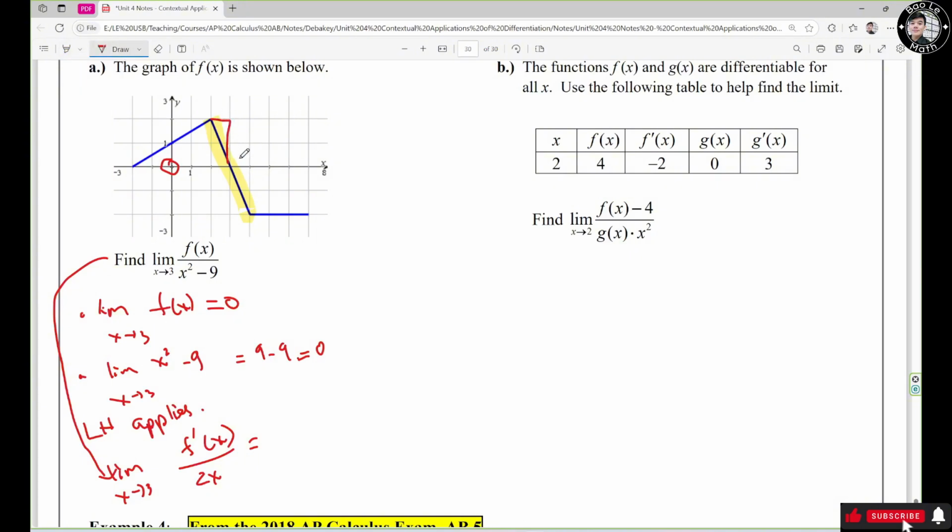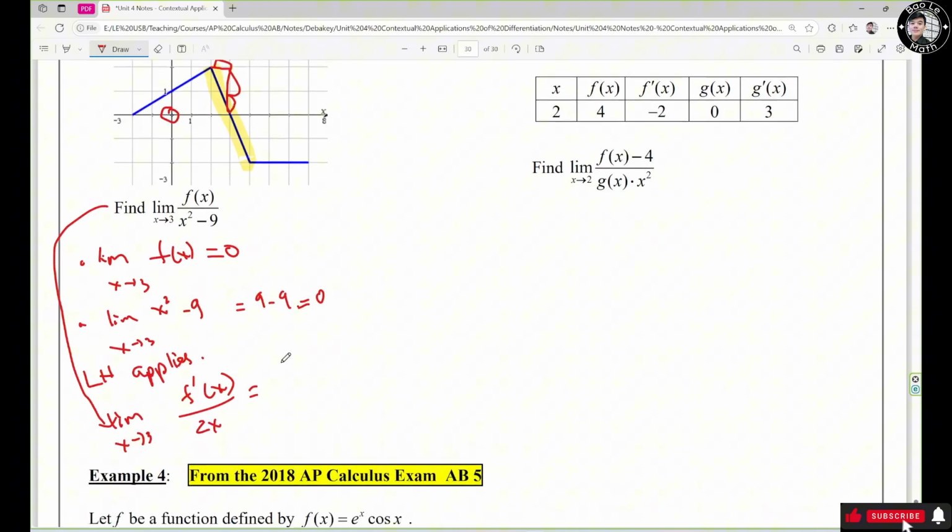So we need to find the slope of this guy using the rise over run, right? So it could be like this. I'm going to go up by 2, go to the left by 1, so it's going to be -2, right? And when s approaches 3, this guy approaches 6, right? So it could be -1/3.